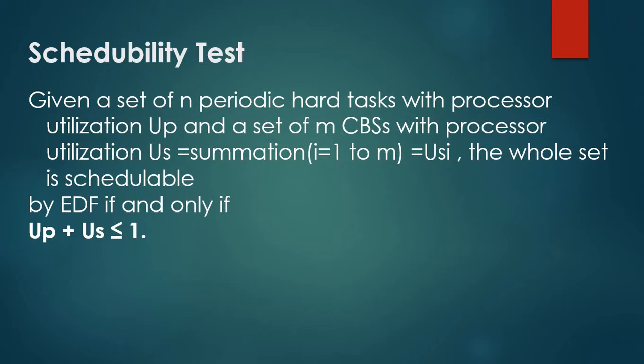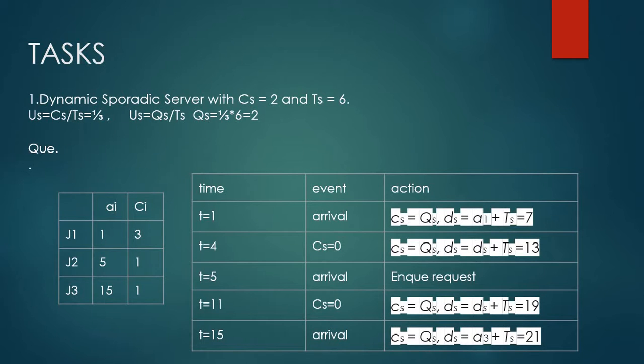Now the schedulability test can be given for this process. A constant bandwidth server is schedulable if UP plus US, the processor utilization plus server utilization, is less than or equal to 1, and the whole set is scheduled by EDF only. Now we have a simple task set with a dynamic sporadic server with the budget equal to 2 and the server time equal to 6. The server utilization is calculated by CS divided by TS, which equals 1 by 3, and the maximum budget is equal to 2.